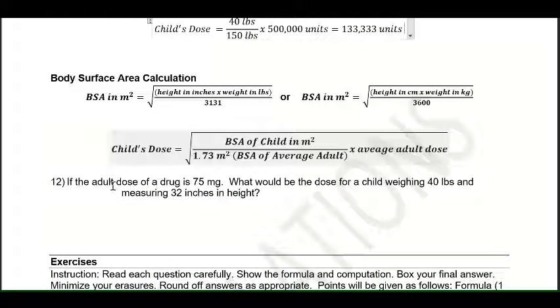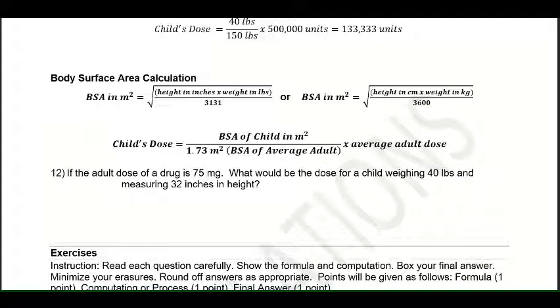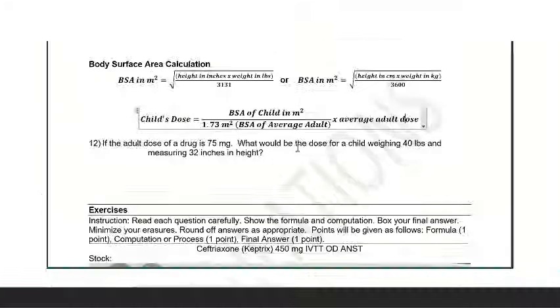Now, let's go to your body surface area calculation. For the body surface area calculation, you need to determine the body surface area first. Let's try to do that. Notice the correction that I have made on the formula. For the child's dose, I removed the square root sign, because that should not be there. There was an error on my part. Sorry for that. So this is the corrected formula. Now, let's try to solve.